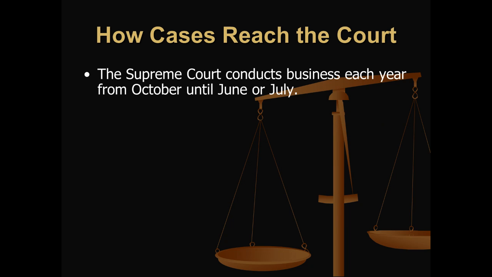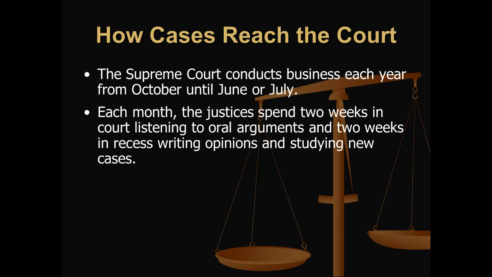All right, this is how cases reach the court. The Supreme Court conducts business each year from October until June or sometimes July, depending on how the cases work and how the release goes. So they're on a longer schedule, but not a full-time 50 weeks out of the year kind of schedule. Each month, the justices spend 2 weeks in court listening to oral arguments, and 2 weeks in recess, and that's when they're writing the opinions. That's when they get all their clerks together and other lawyers basically doing all the research to figure out what the final solution should be for each individual case they hear.